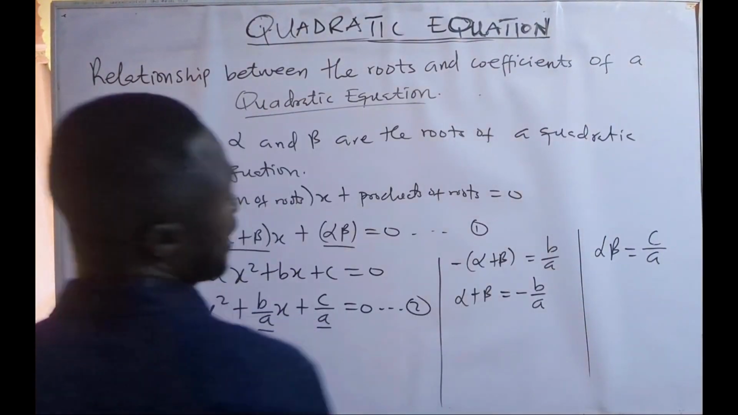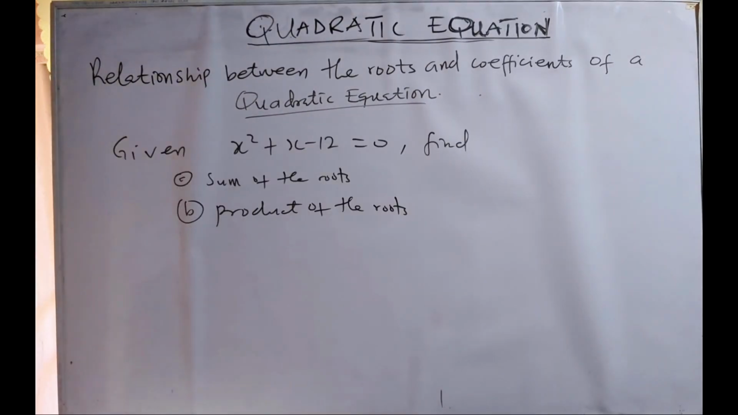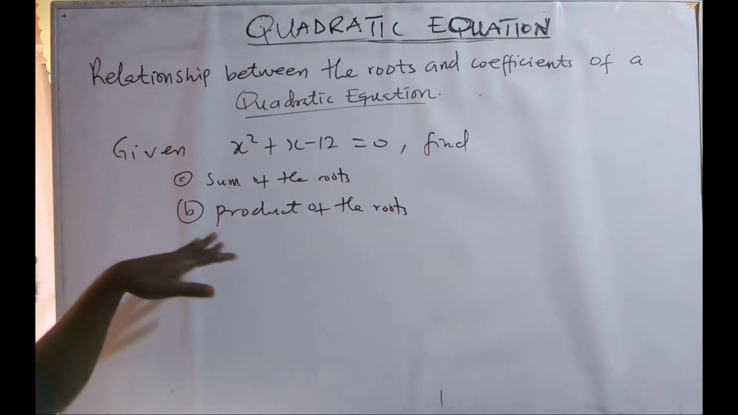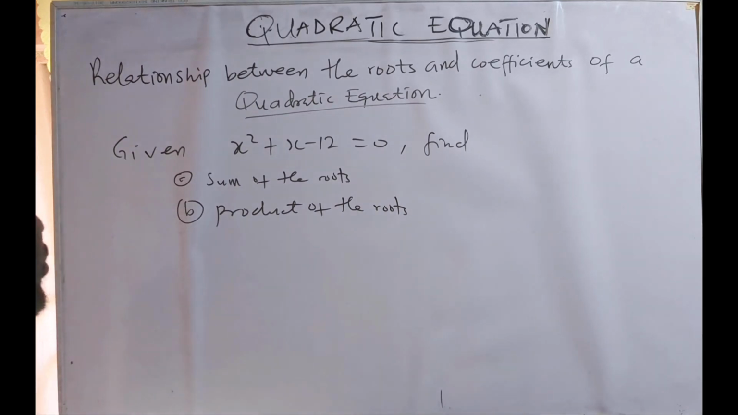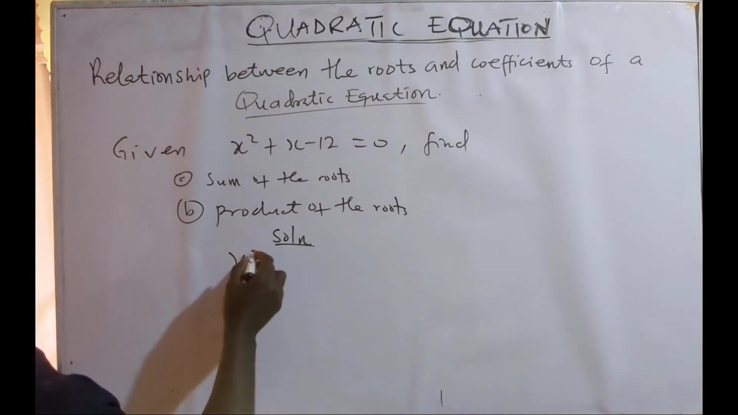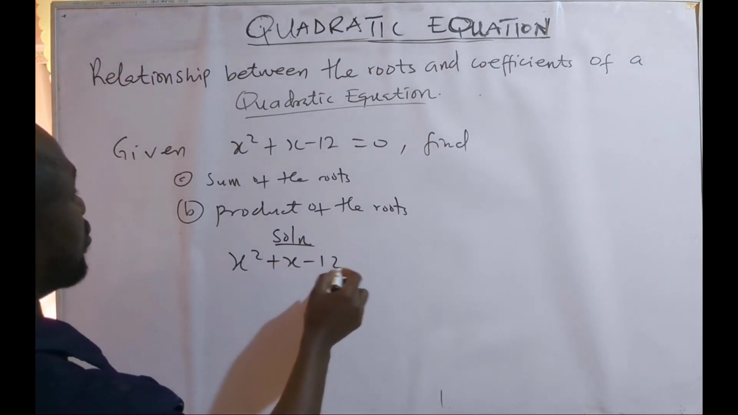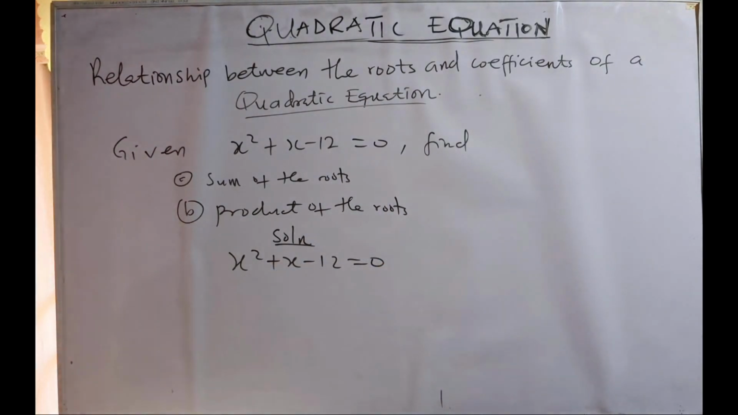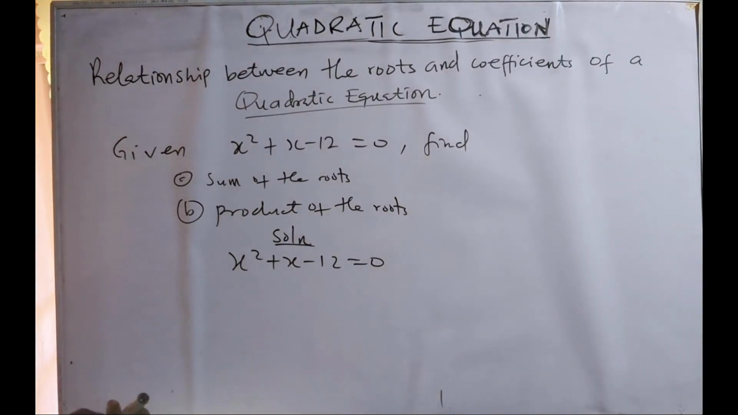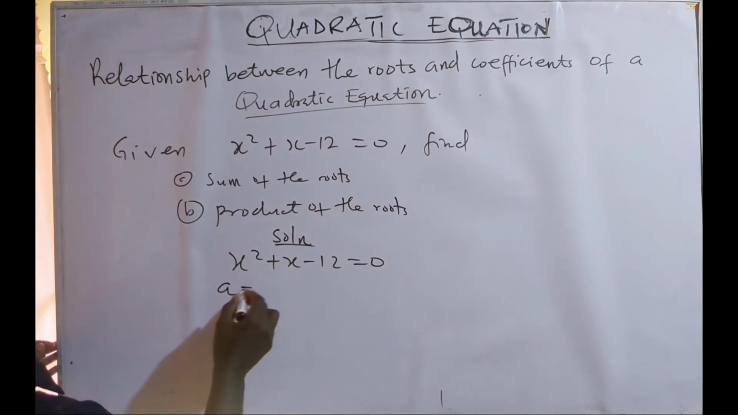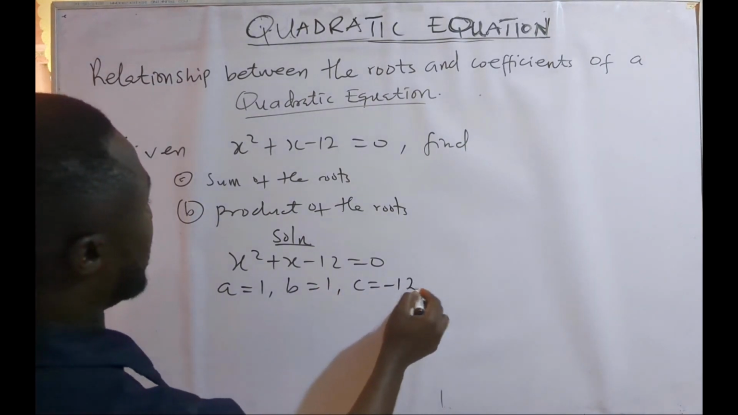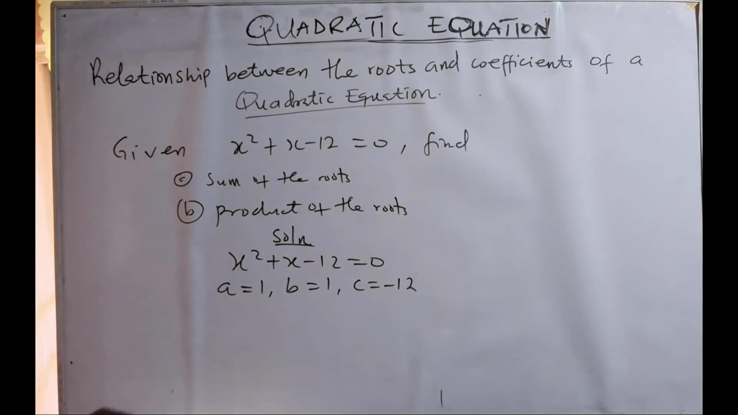Okay, so let's see an example here. Given x squared plus x minus 12 equal to 0, find a, the sum of the roots, and b, the product of the roots. Before we find the sum, we have to know our a, the coefficient of x squared, which is 1; b, the coefficient of x, which is 1; and c, which is minus 12.